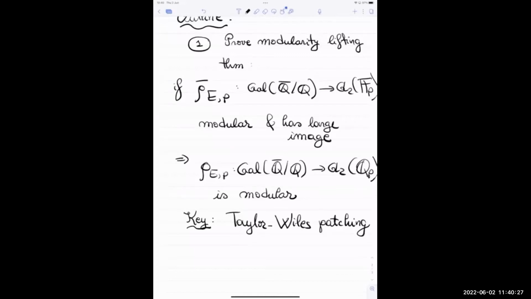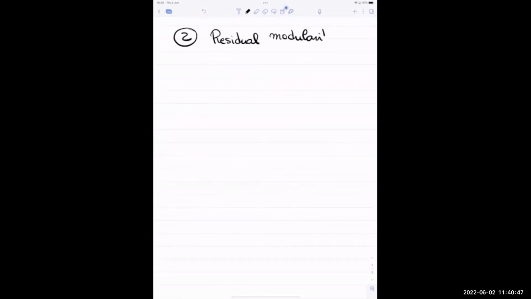Okay, so that's the first step. The second is residual modularity. One of the assumptions in the modularity lifting theorem is that you had to start out with a residual representation that was modular. And in some cases, you can do this, for instance, if you work with a small prime. So for instance, if p is equal to 3, then the residual representation on the 3-torsion can be shown to be modular using the Langlands-Tunnell theorem.